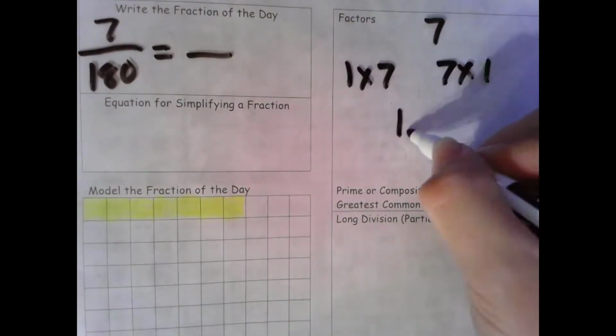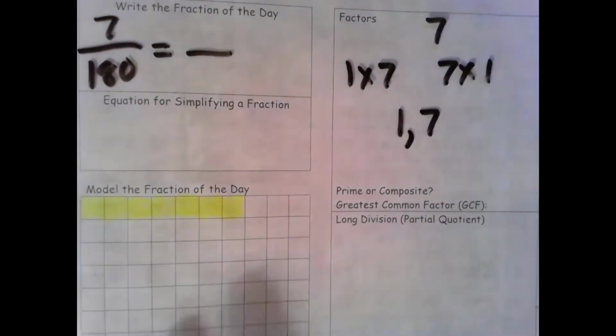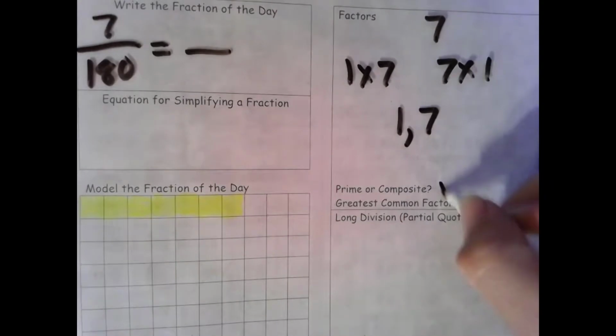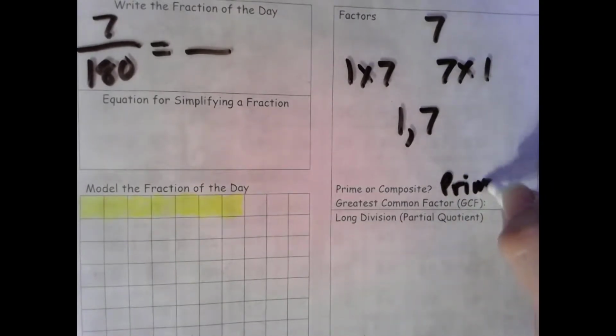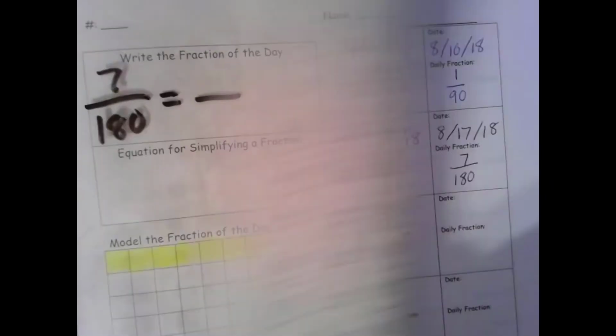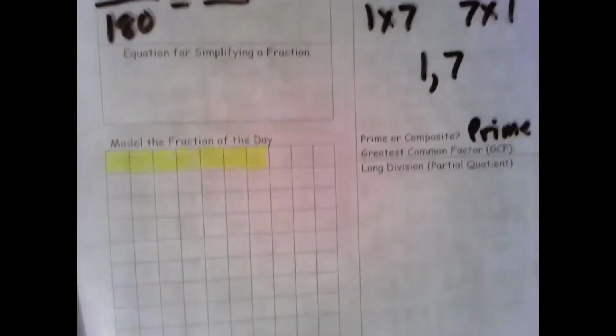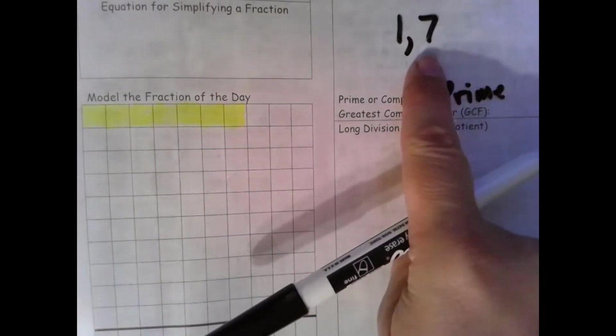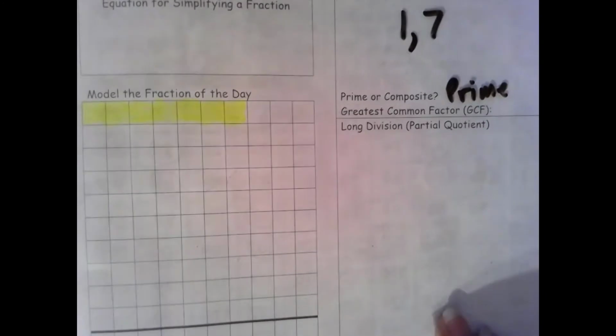Let's list it from least to greatest. 1 and 7. That's exactly 2 factors. Exactly 2 factors is prime. We can check on our prime number sieve that it is circled. Okay, so what we want to do now is check to see if 7 works as our greatest common factor.